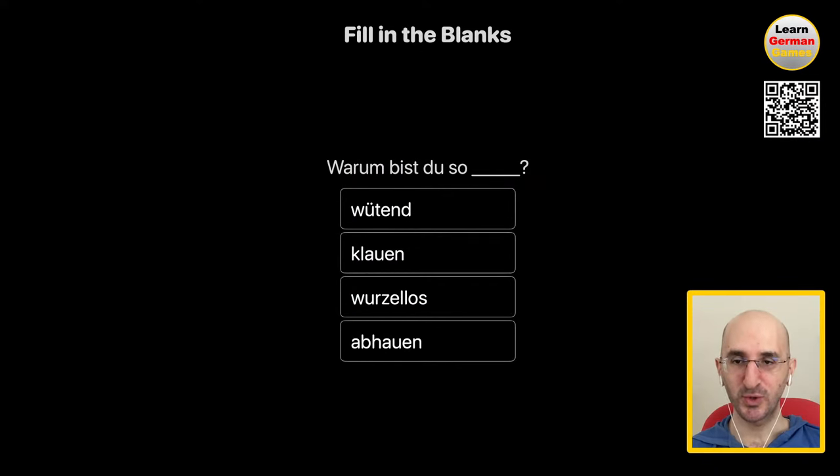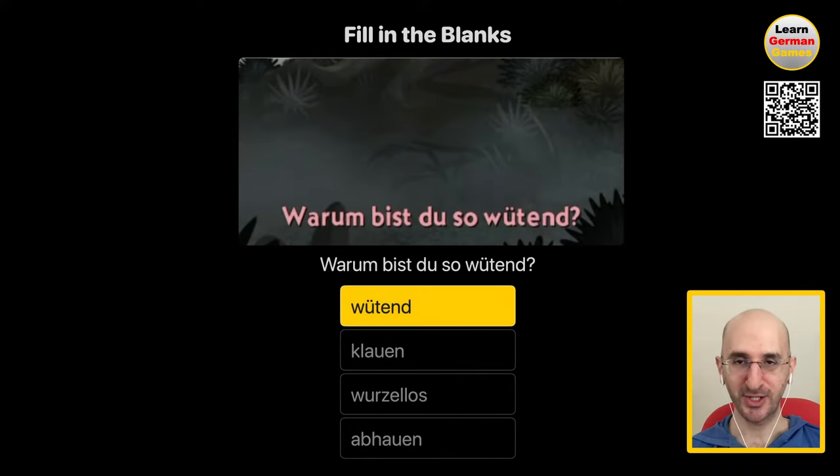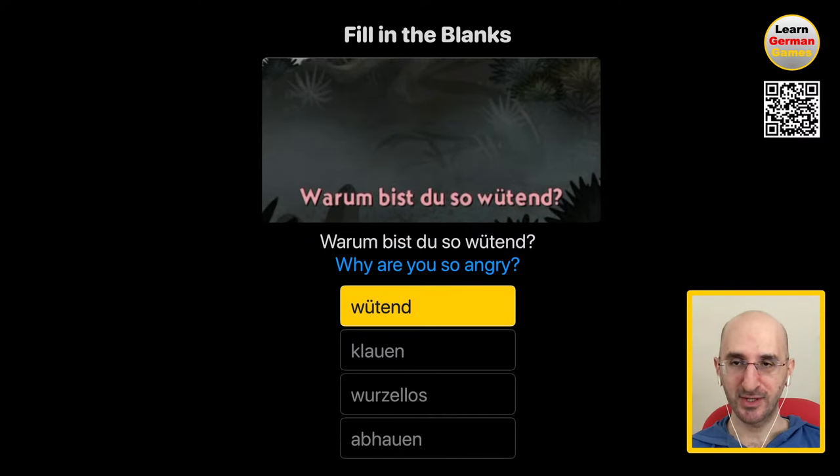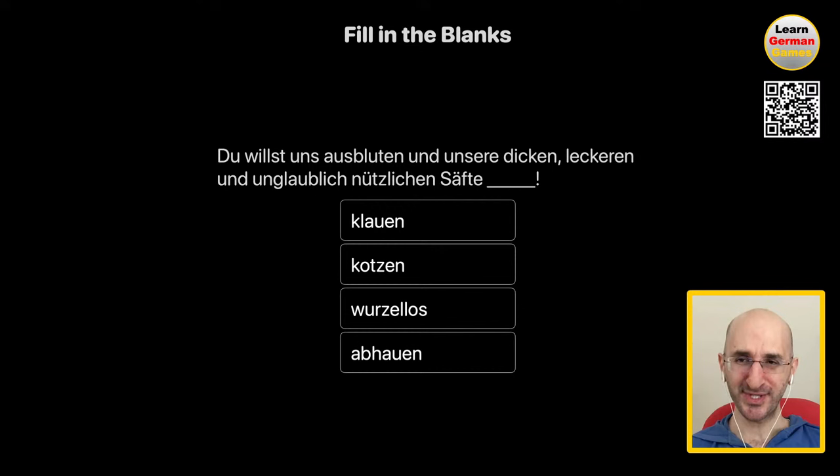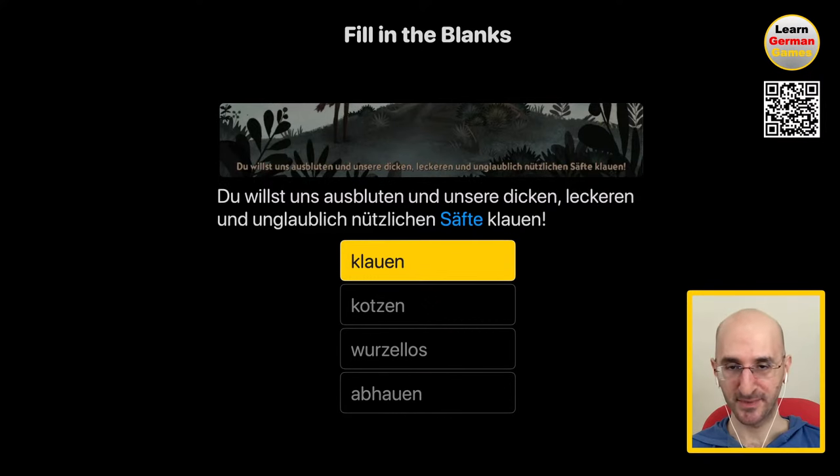Warum bist du so something wütend? Make sure to stretch your tongue forward. Say ü. Why are you so angry? Warum bist du so wütend? Du willst uns ausbluten und unsere dicken, leckeren und unglaublich nützlichen Säfte something. Klauen, ja. To steal. Informal way to say to steal.